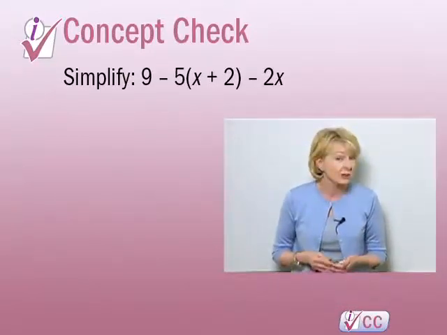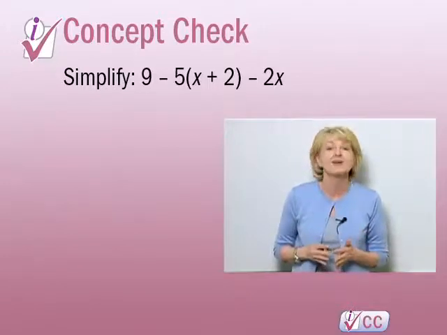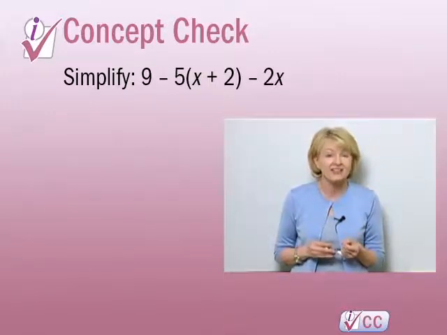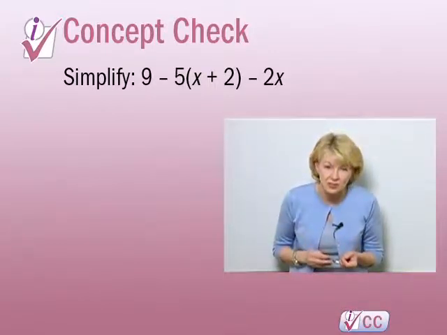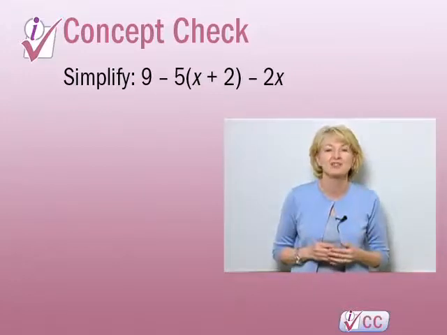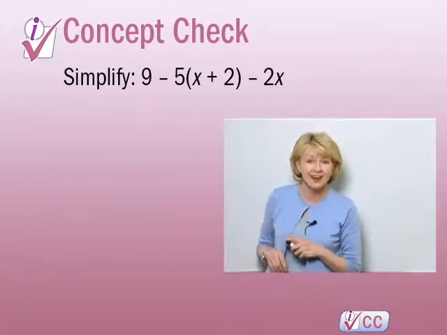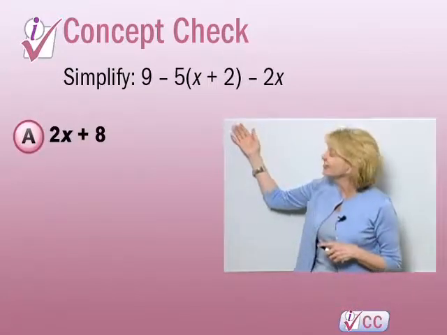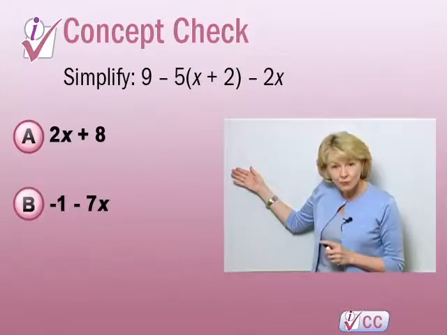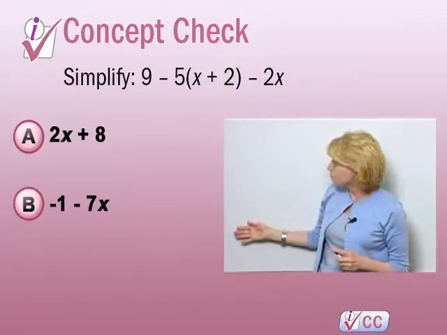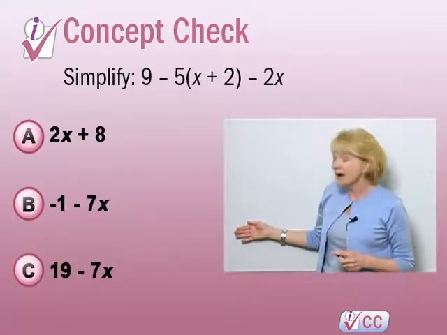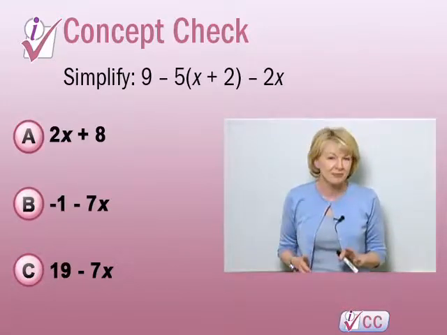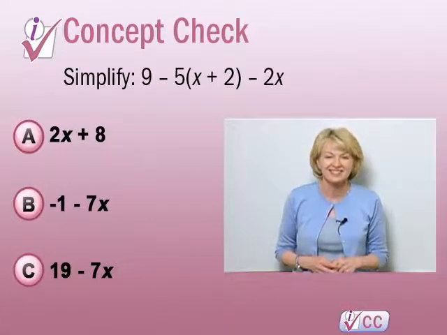Let's now check on how you are with simplifying an expression by simplifying the following expression. And that is 9 minus 5 times parentheses x plus 2, close parentheses, minus 2x. Once you simplify, does it simplify to choice A, 2x plus 8, to choice B, negative 1 minus 7x, or to choice C, 19 minus 7x? The video will pause, take a moment, simplify, and then make your choice.